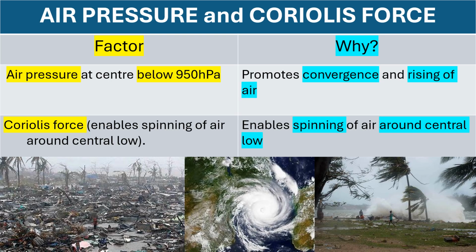The air pressure at the center needs to be below 950 hectopascal, and this promotes the convergence of air into the center and the subsequent rising of the unstable air. In order for the tropical cyclone to form, we need the presence of the Coriolis force, and this allows for the spinning or the rotation of the air around the central low.